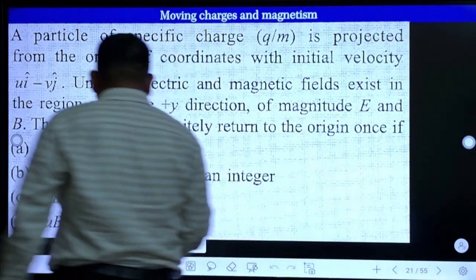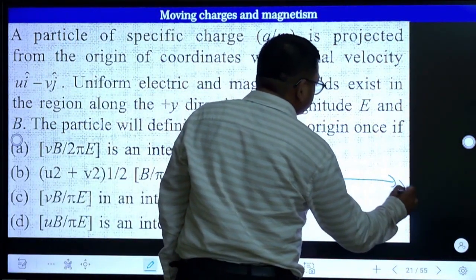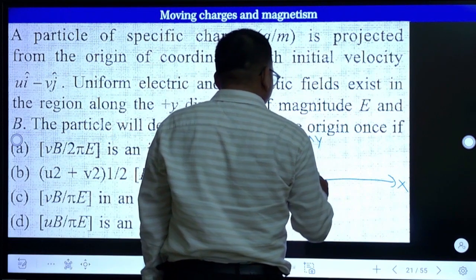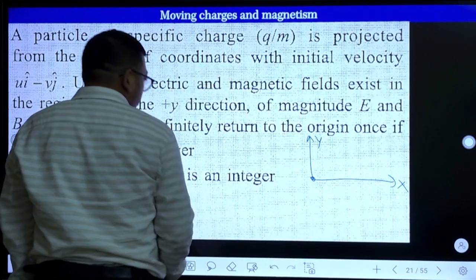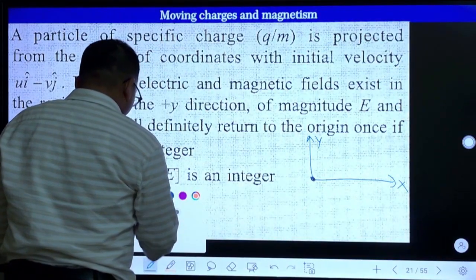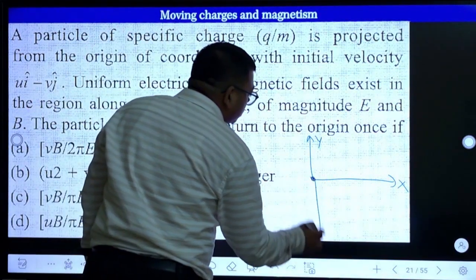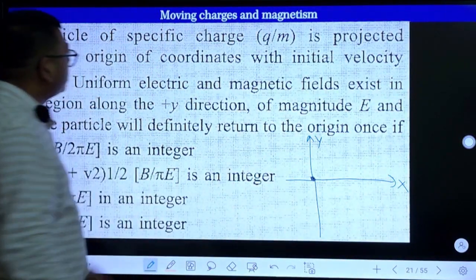Okay, let us try this. Suppose I take that this is the x-axis and this is the y-axis, right? And we are throwing the particle. Which way is it thrown? So let us draw this full, this direction, this direction. Okay, so in which direction is the particle projected?